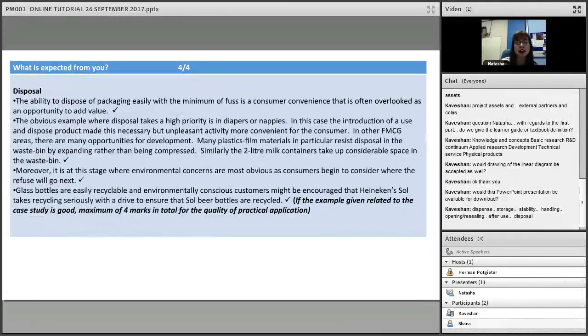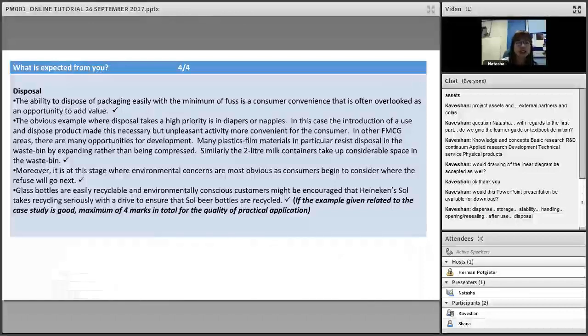When you look at the case study that is given to you, you will see that the Sol logo from Heineken is embossed in the glass bottle, which might make it good for secondary use or for decor, but isn't necessarily the primary purpose of this particular container.